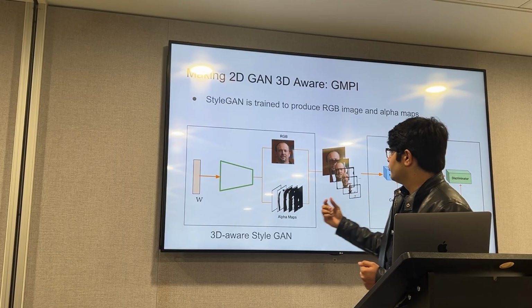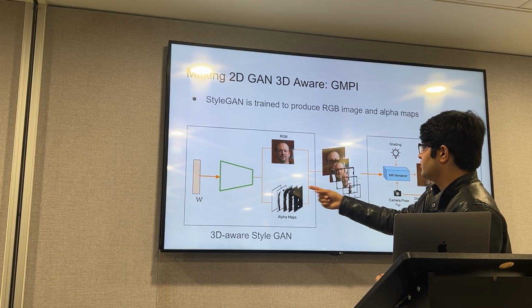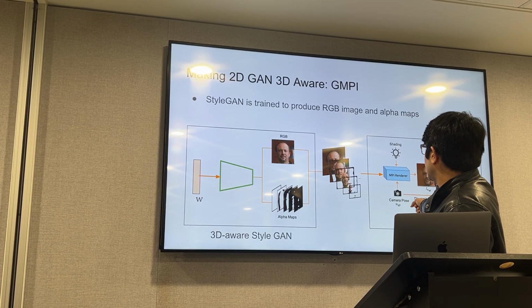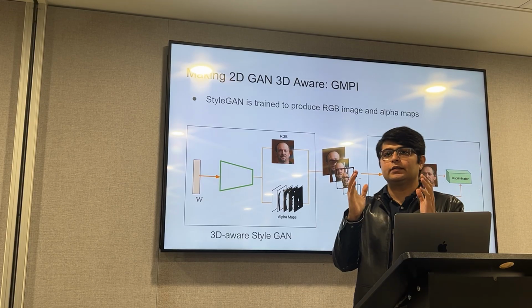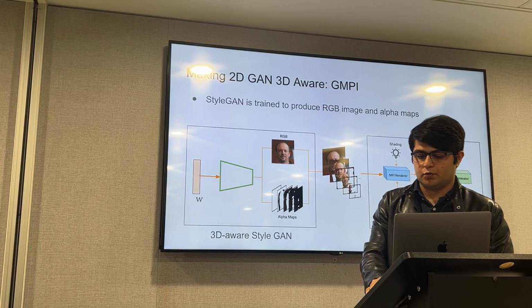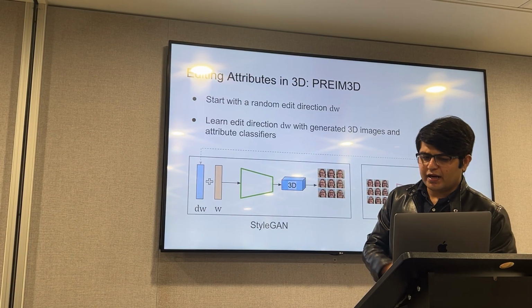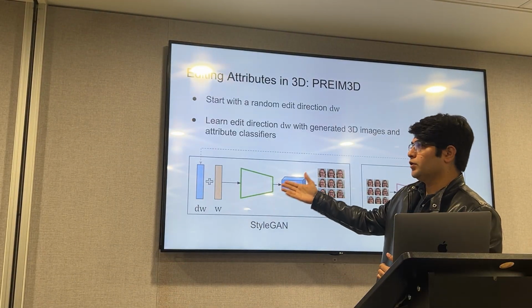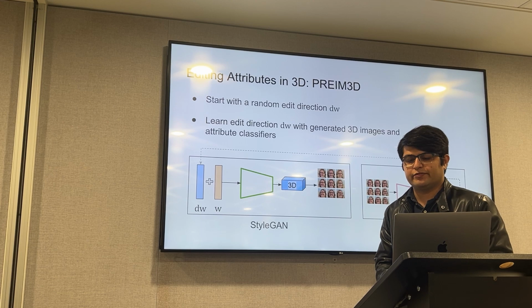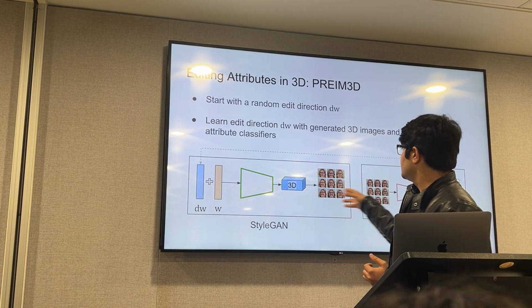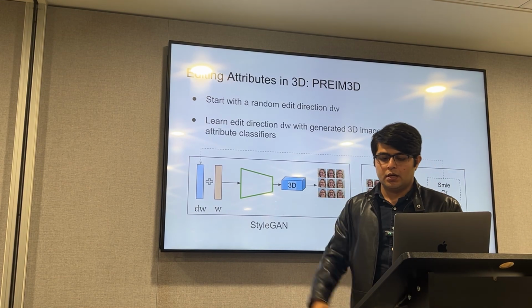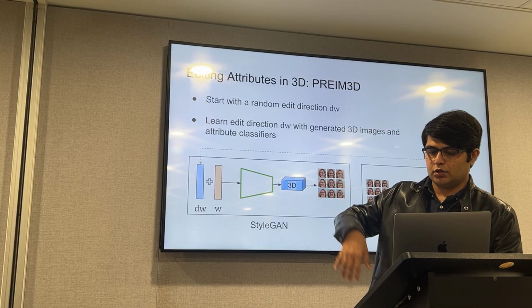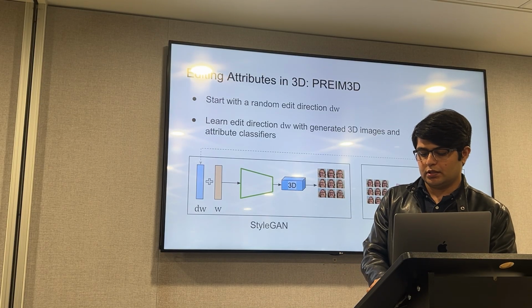So what this GAN can do is, given a W and a camera pose, it will create the image at that specific camera pose. And again, in the 3D GAN, the way we find DW is with the attribute classifier. The same story: we use it as feedback and then propagate that feedback back to the DW and find that editing direction.